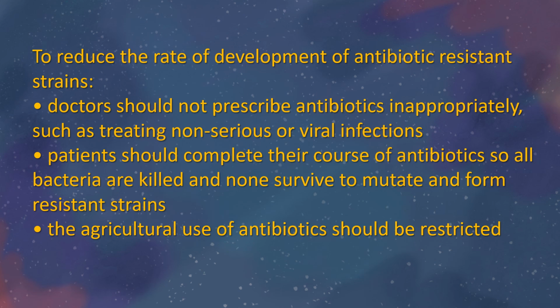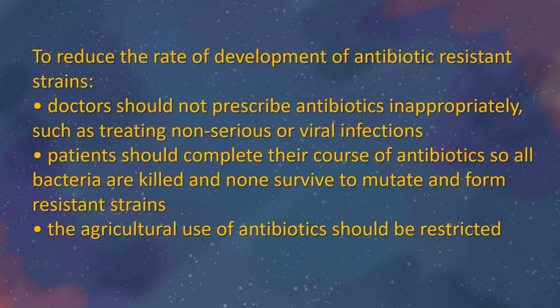So that's what we talked about before where you had to diagnose the patients on the previous slides. Okay, you only give antibiotics to people who have bacterial infections. Number 2, patients should complete their course of antibiotics so all bacteria are killed and none survive to mutate and form resistant strains. So this is really important because some people, when they're taking antibiotics, when they start to feel better, they'll just stop taking them, but there are still bacteria inside their body, and it's really dangerous to stop taking the antibiotics because you need to make sure all of them are dead. Otherwise, they can mutate and form resistant strains.